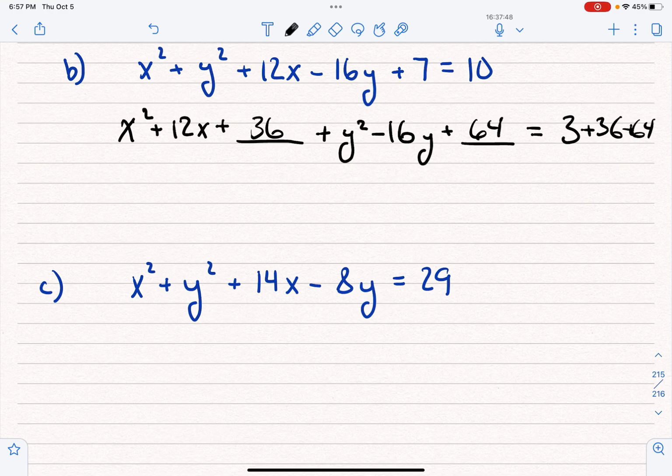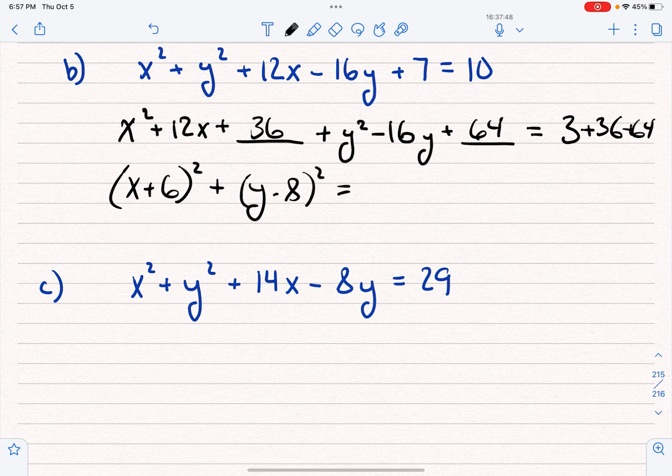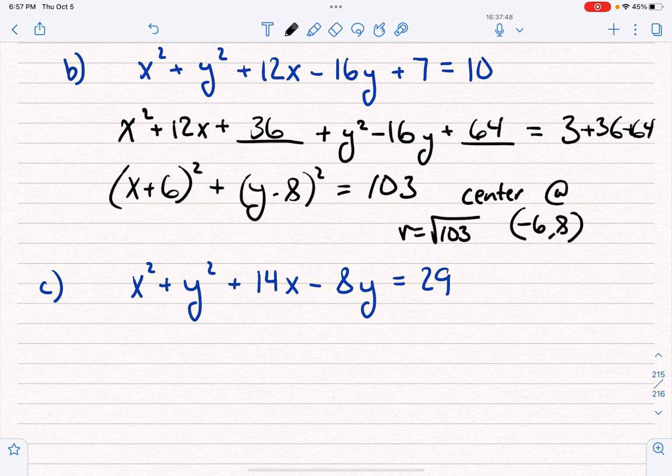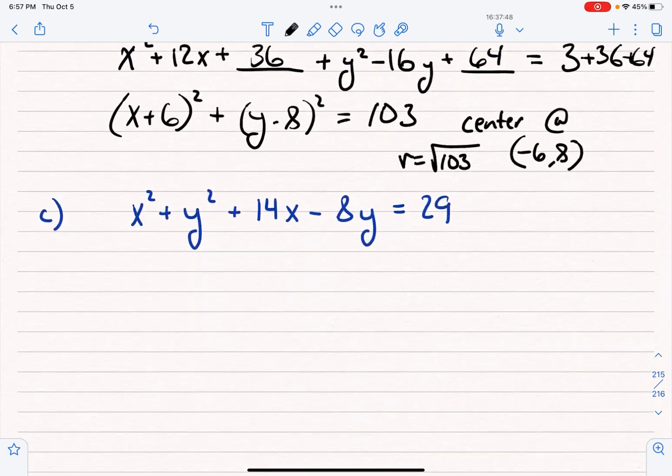And so therefore I get (x plus 6) squared plus (y minus 8) squared equals 3 and 36 is 39, plus 64 more is 103. Okay, so the center is at (-6, 8), and the radius is the square root of 103. Did I do that on the last one? Yeah, I wrote everything. Okay.